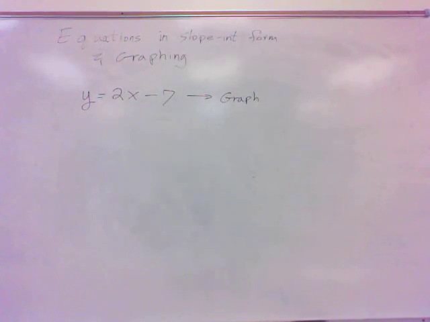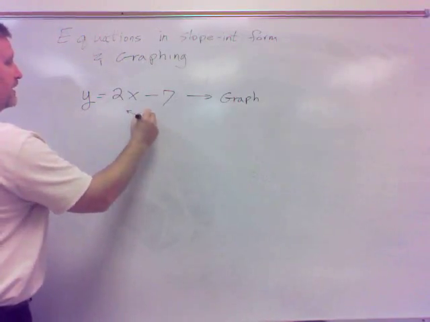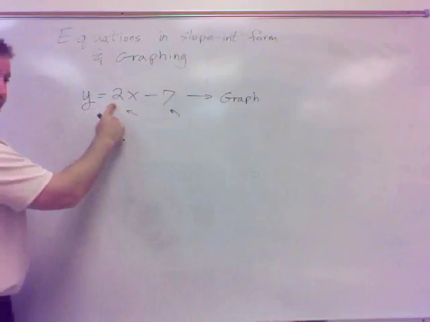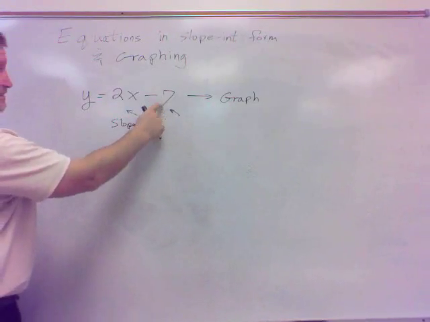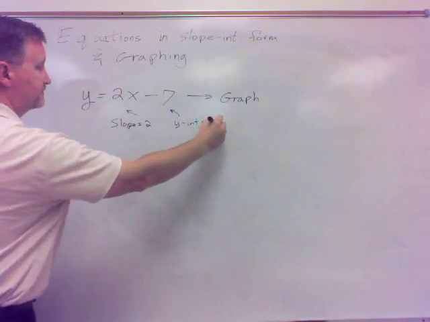First of all, we do note, is this in slope-intercept form? Yes, it is. y equals mx plus b form is what we're talking about. Since it's in slope-intercept form, I can read two bits of information right off of that equation, can't I? What can you tell me about this line? Well, that's the m, so that's the slope. Slope is 2. That's the b, so the y-intercept is -7.